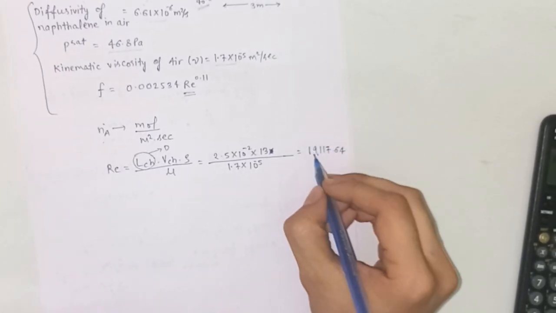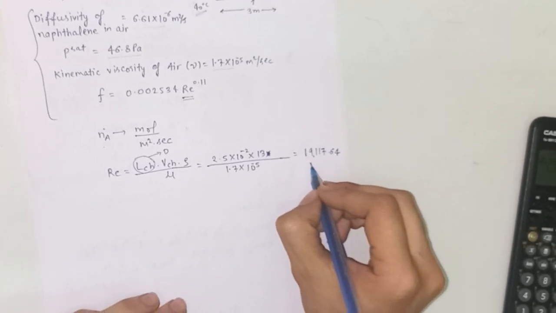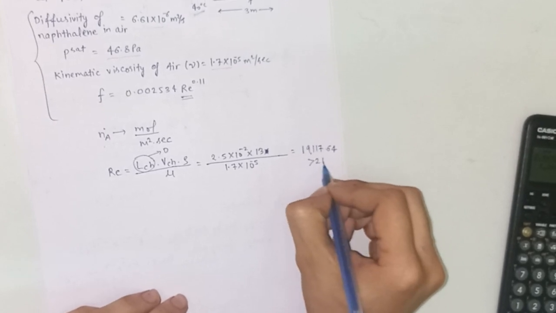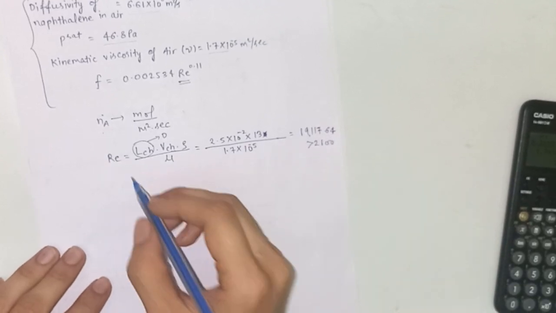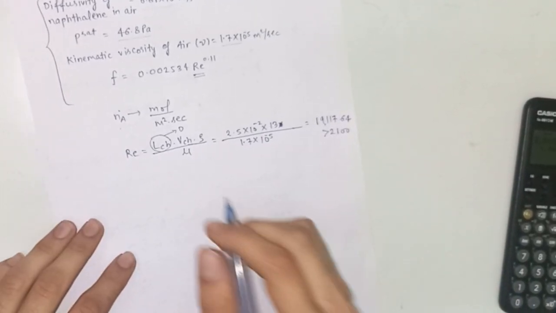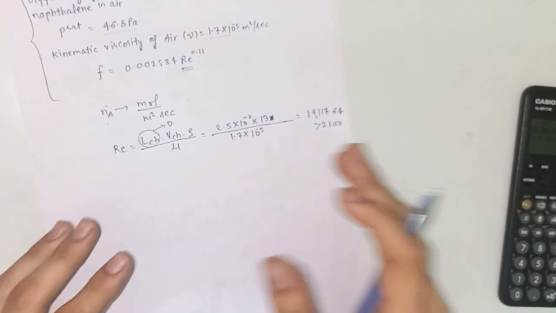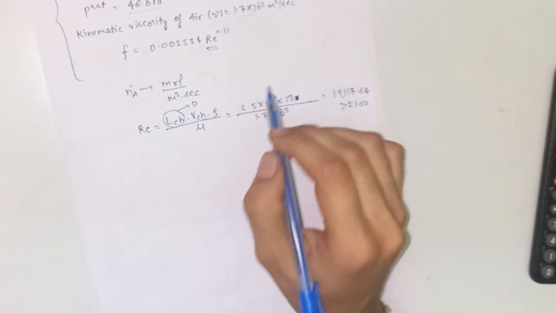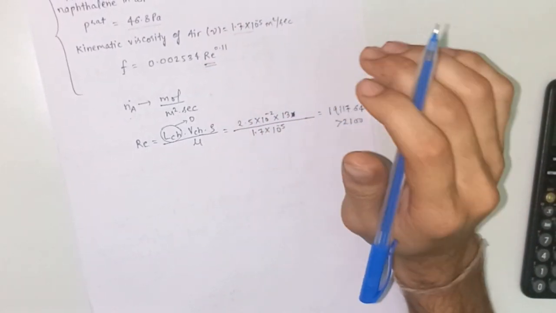Now we have found the Reynolds number. This Reynolds number is in the turbulent region because this quantity is greater than 2100. So we will apply the formulas for the turbulent region of mass transfer. We can use two equations: first is the Linton-Sherwood correlation and another one is the Sherwood-Gilliland correlation.